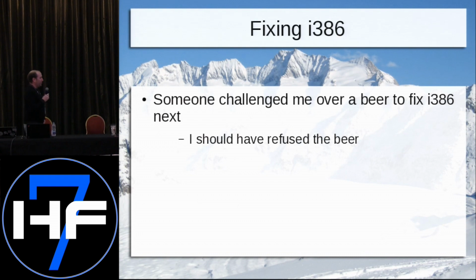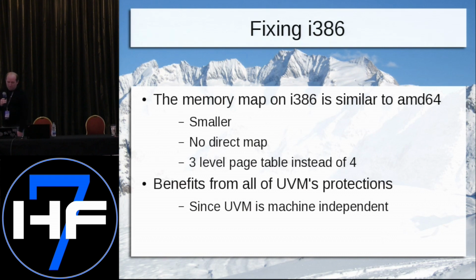Okay, so in another infamous beer bet, someone challenged me over a beer to fix i386 next. And I should have refused the beer. So the memory map on i386, I don't have a picture of it, but it looks very similar to AMD64. The kernel regions are fairly similarly laid out.